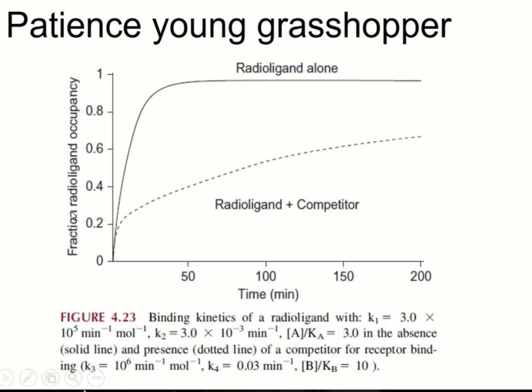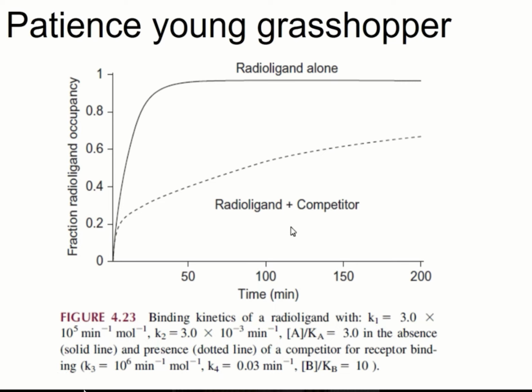If we add a radioligand along with an antagonist, you can see that this curve is very, very shallow. The graph goes up to 200 minutes. It's over 3 hours, and we're still nowhere near plateauing. And so you need to be patient. With the radioligand competitor, you don't have all day.